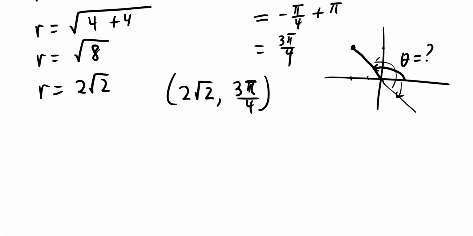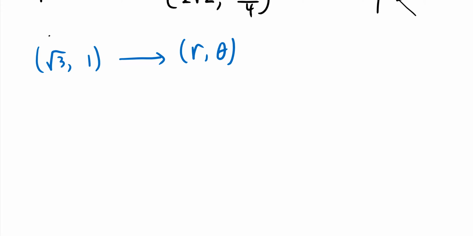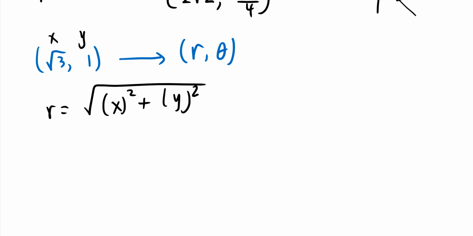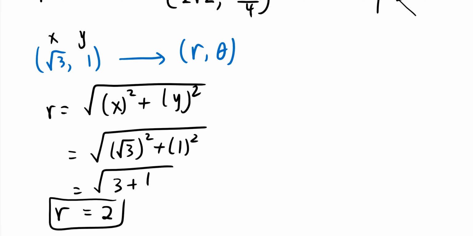Another example. Let's say we have the square root of 3 comma 1. We need to get to r comma theta. So let's see what we have. This is always x and y. Okay, so we need to find r. R is defined as the square root of x squared plus y squared. And what do we have in here? X is the square root of 3 squared and y is 1. That gives us 3 plus 1, which is 4, and that simplifies down to r equals 2.